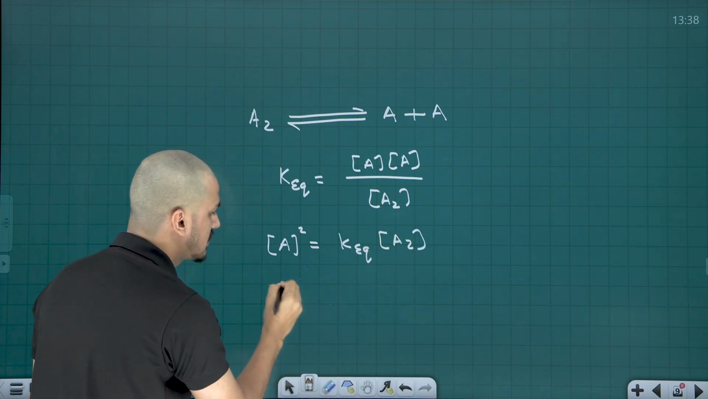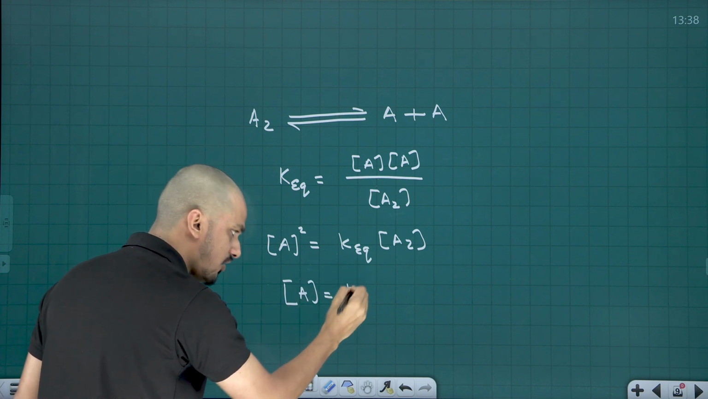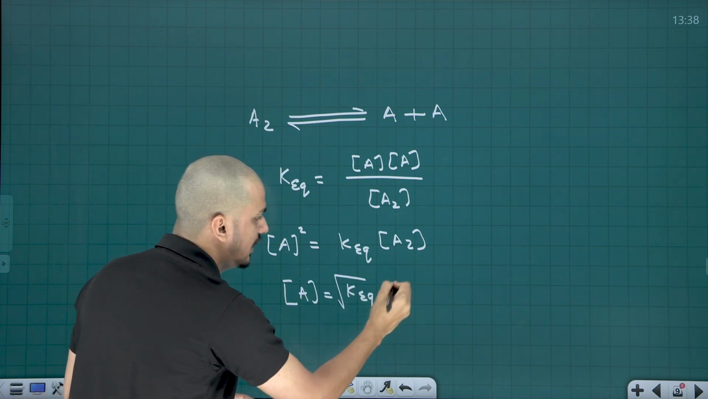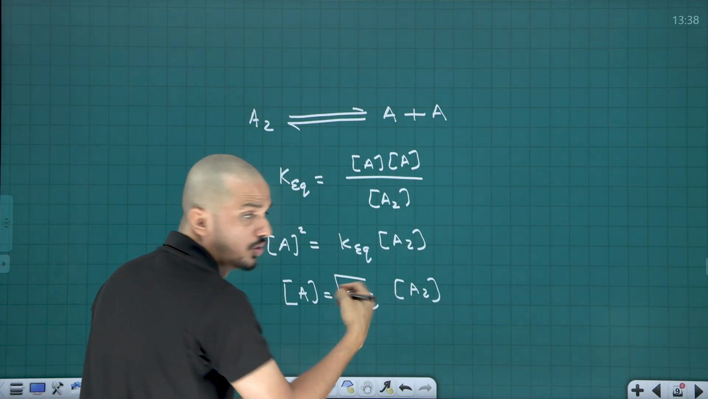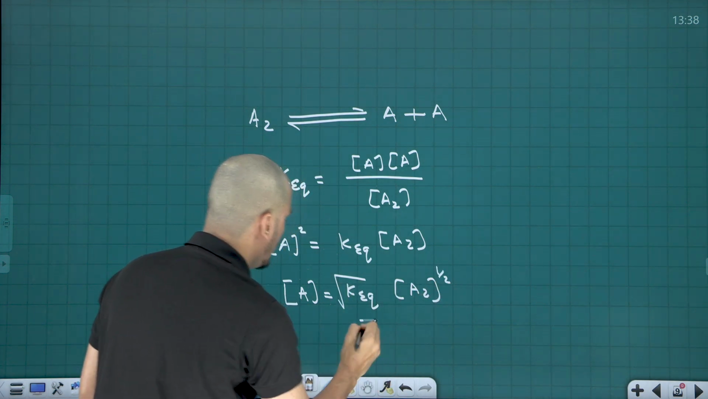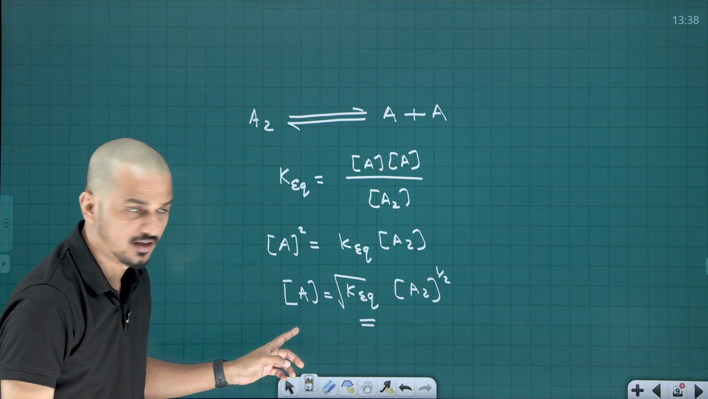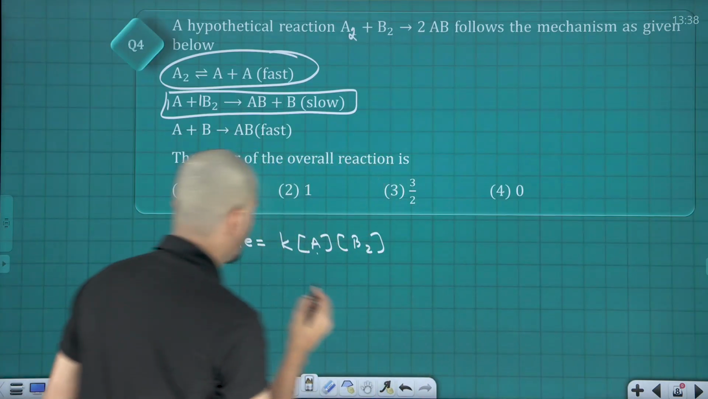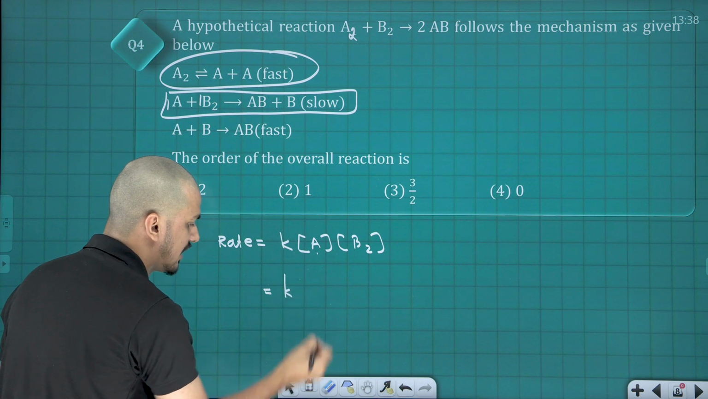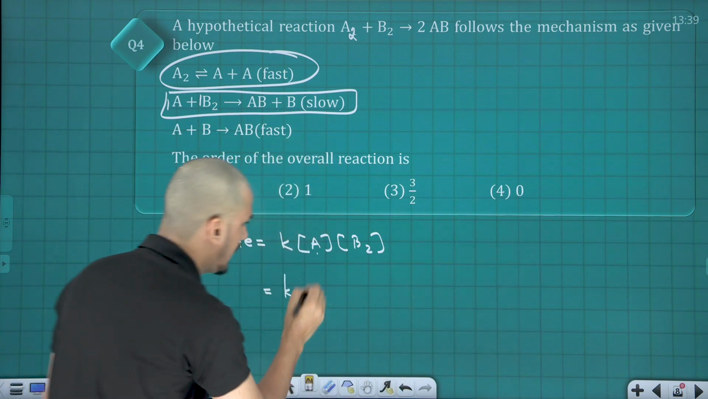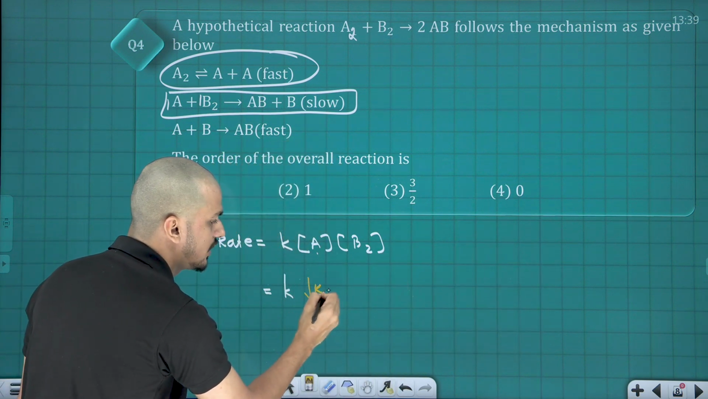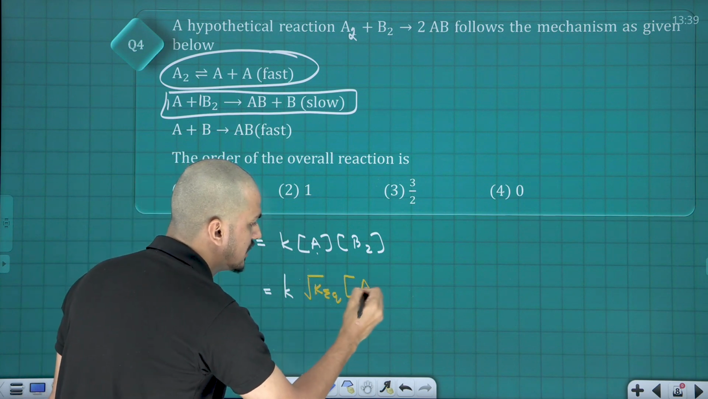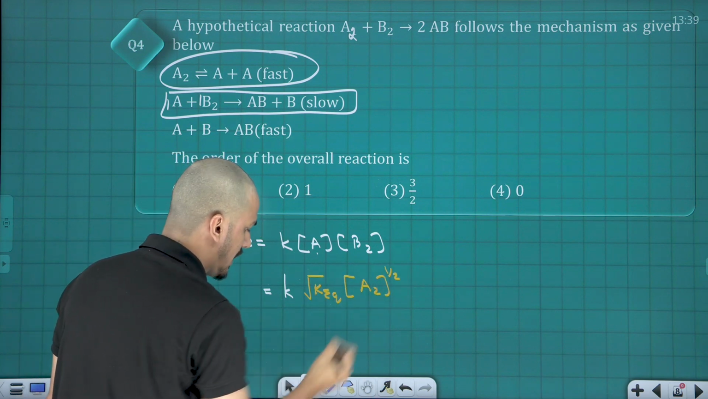Then what is the concentration of A? Concentration of A equal to root of K equilibrium into A2, root means raised to 1 by 2. Now I can substitute the value for that intermediate A. Here already the rate constant K is there. Then instead of A I can write root K equilibrium constant into A2 raised to 1 by 2.